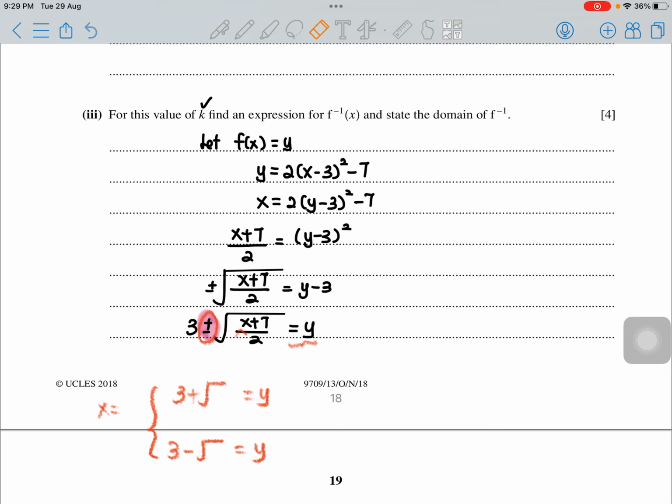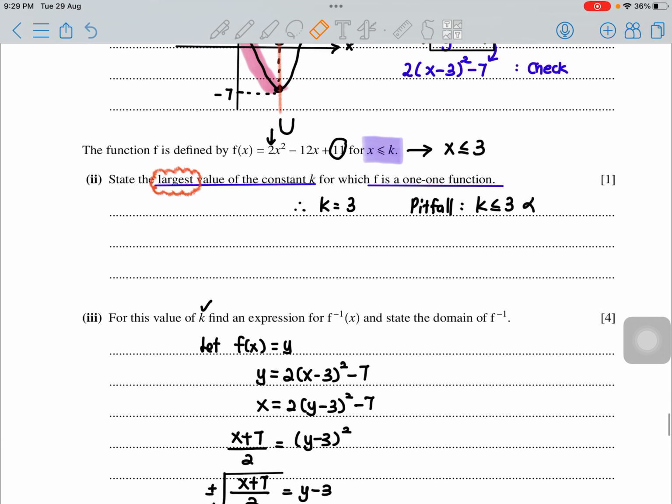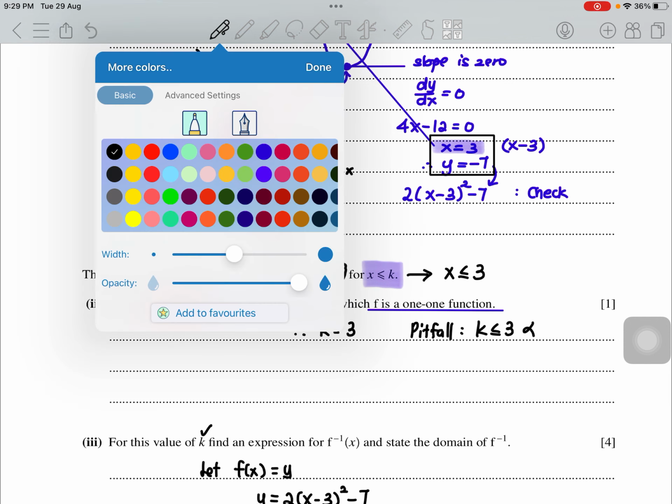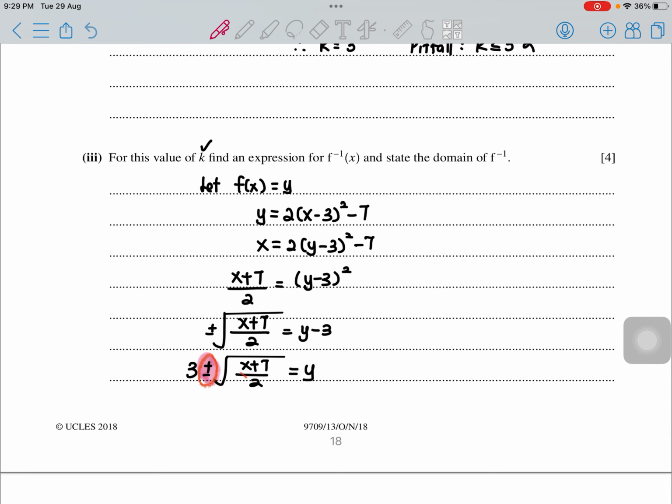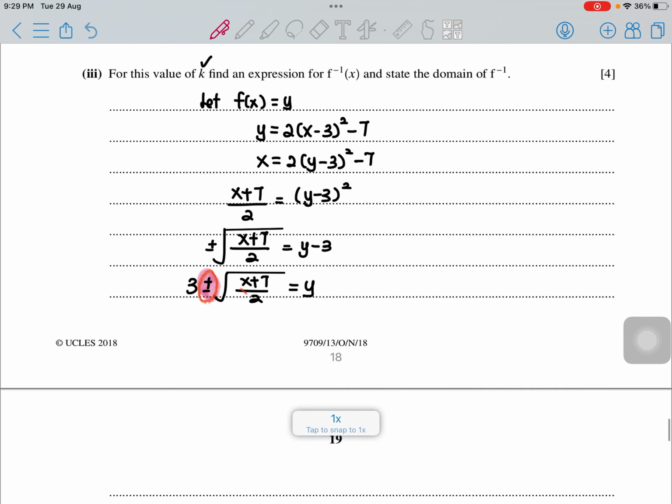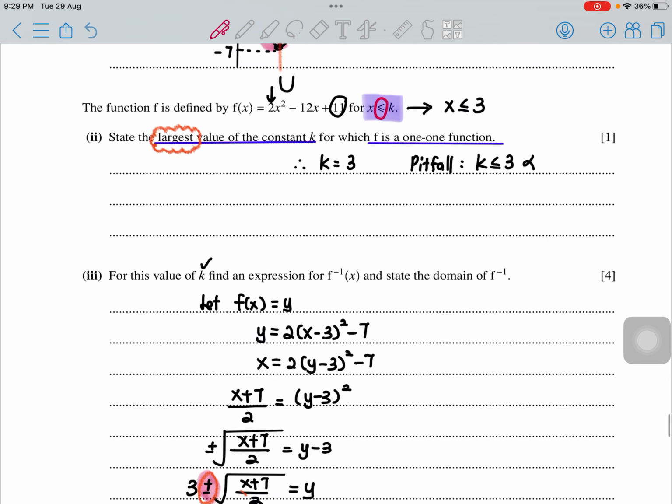So how do you make decision on your sign? Are you going to take plus or are you going to take the minus? A fast way is by checking at your inequality sign here of the domain of the function. It is less. So when it is less, you can directly take the minus. But if you think it doesn't make sense, okay, let's write the answer first. My f inverse x is 3 minus the square root of (x plus 7) over 2. If you think that, how is that? Just because the domain is less or equal to 3, how can I choose the minus sign?